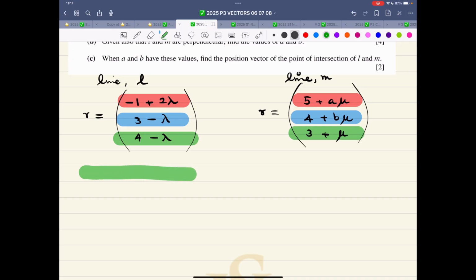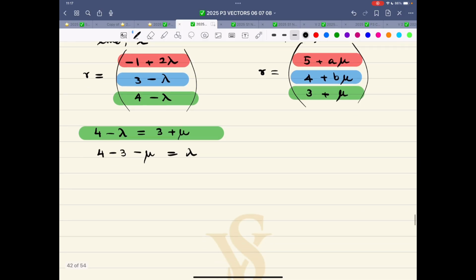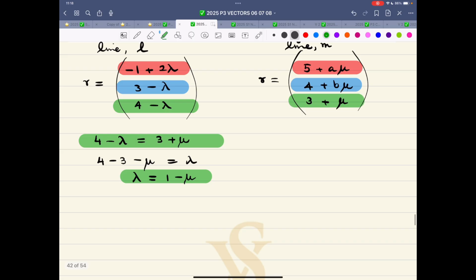So now the green line that represents the third equation, this is 4 minus lambda equals 3 plus mu. Let's make lambda the subject. So 4 minus 3 minus mu equals lambda, and hence lambda is 1 minus mu. So let me highlight it again. This is what I'll be working with. So now this was equation number 3 and I'm getting this simplified version, which is equation 3a.